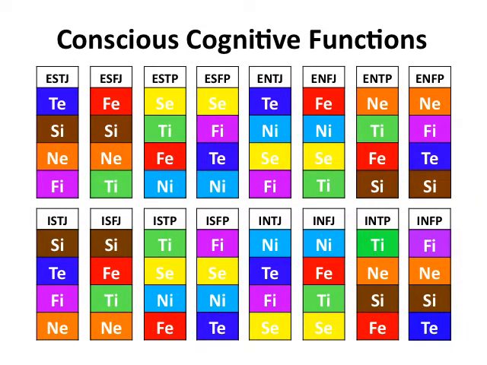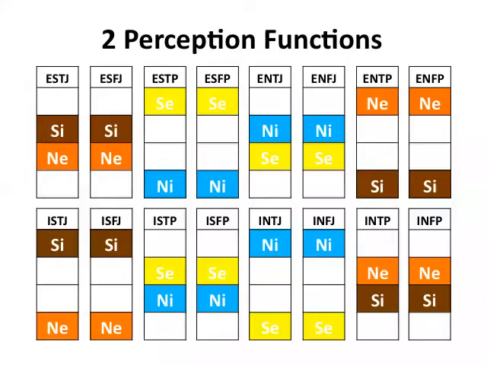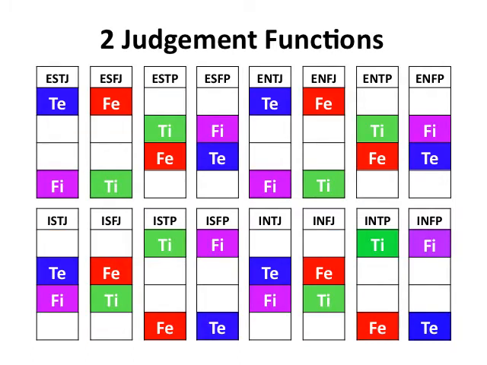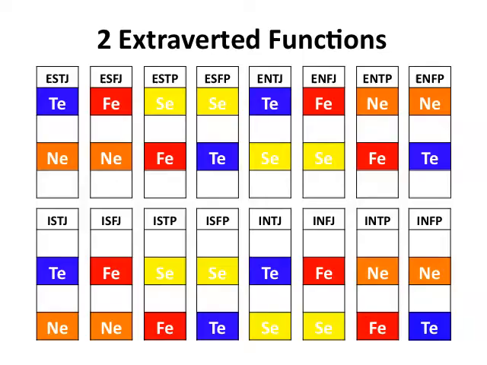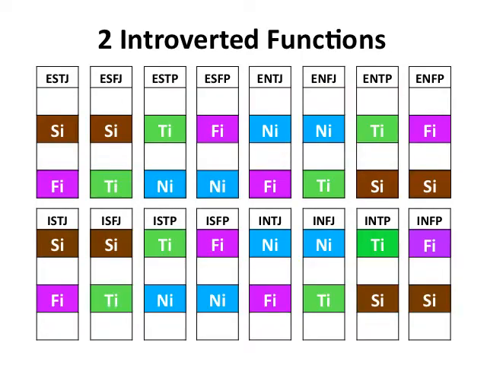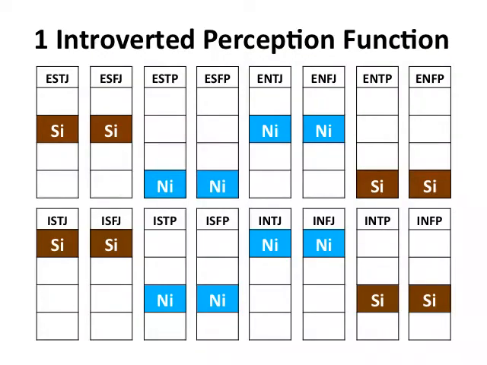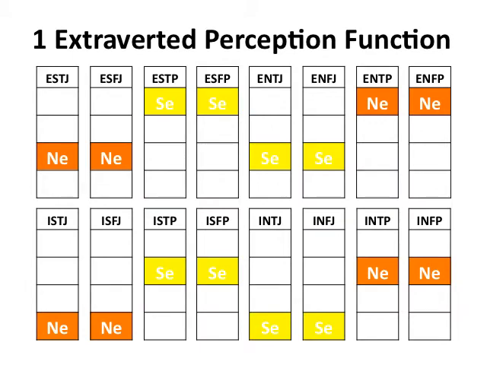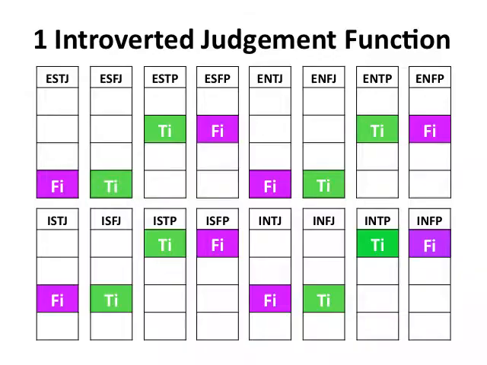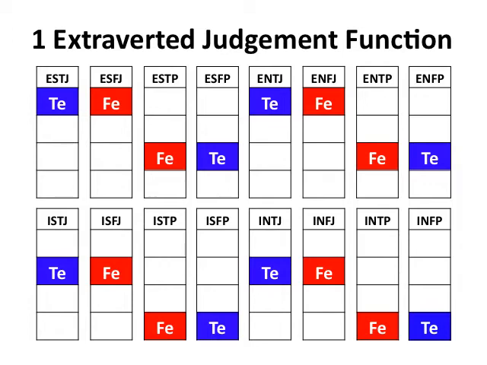Notice that all types have 2 perception functions, an S and an N, and 2 judgment functions, an F and a T. All types have 2 extroverted functions and 2 introverted functions. All Psyche-Types have 1 introverted perception function and 1 extroverted perception function, 1 introverted judgment function, and 1 extroverted judgment function. This is because, as Jung noted, the psyche is both balanced and self-rebalancing.